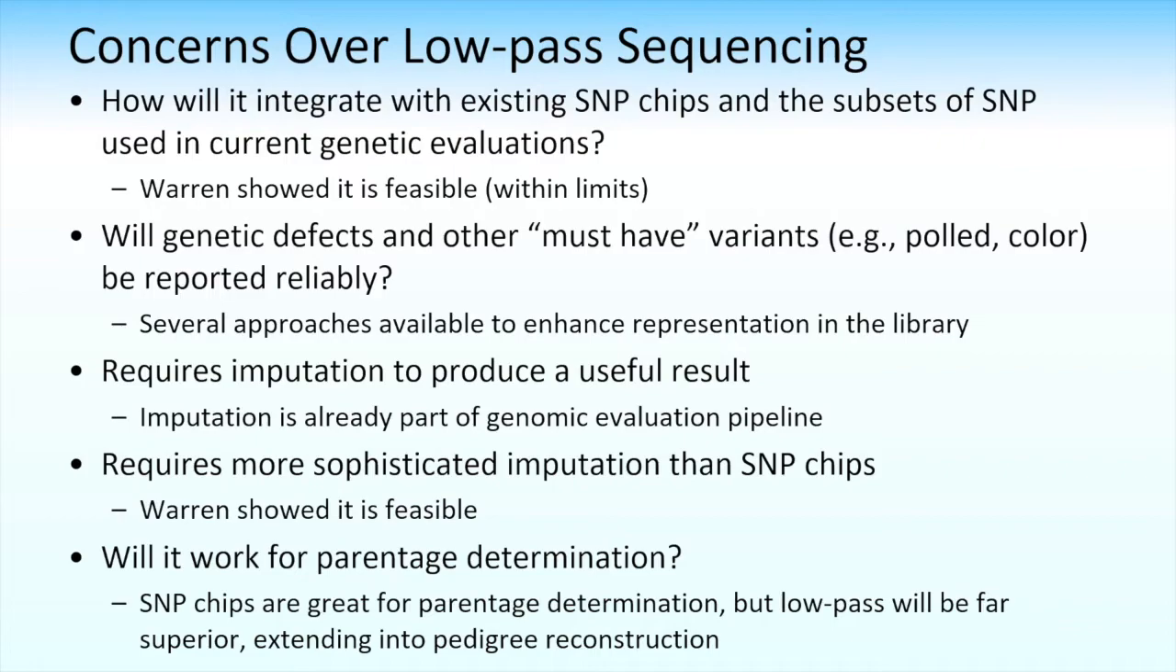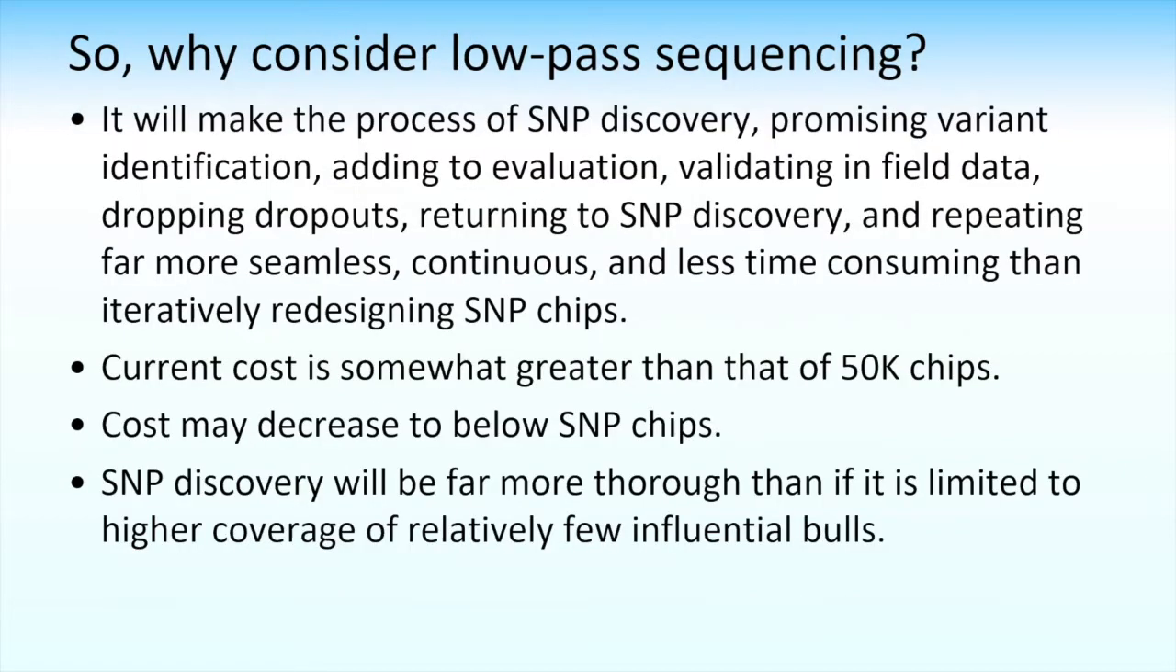And finally, will it work for parentage determination? Well, SNP chips are great for parentage determination, but low-pass is going to be even better. So why consider low-pass sequencing? It will make the process of SNP discovery, promising variant identification, adding them to the evaluation, validating them in field data, getting rid of the dropouts, returning to SNP discovery and repeating far more seamless, continuous, and less time consuming than iteratively redesigning SNP chips. The current cost is somewhat greater than that of 50K chips, but it may decrease to below SNP chips. SNP discovery will be far more thorough than if it's limited to higher coverage of relatively few influential bulls.